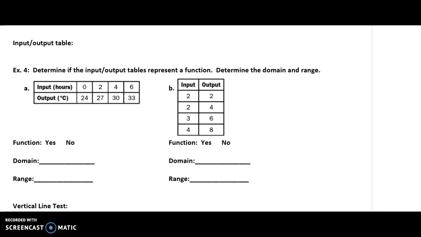Now let's see what you can do with example number 4a. All right, so again, this is a function because none of the input values repeats. The domain, again, is a list of all the input values, while range is a list of all the output values.